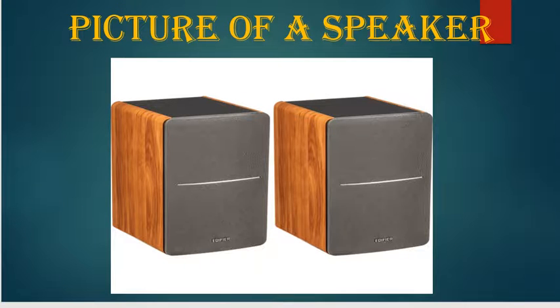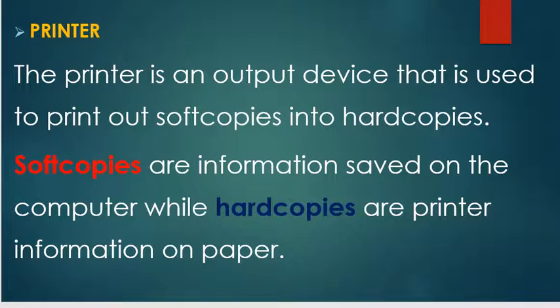Now the next one, we have what we call a printer. Okay, when it's time for exams in schools, we normally print out the exams on paper, and that's being done by the printer. So the printer is also an output device that is used to print out soft copies into hard copies. Or in short, we can say that the printer is a device that is used to convert soft copies into hard copies. Now let's have a look at these two terms, a soft copy and a hard copy.